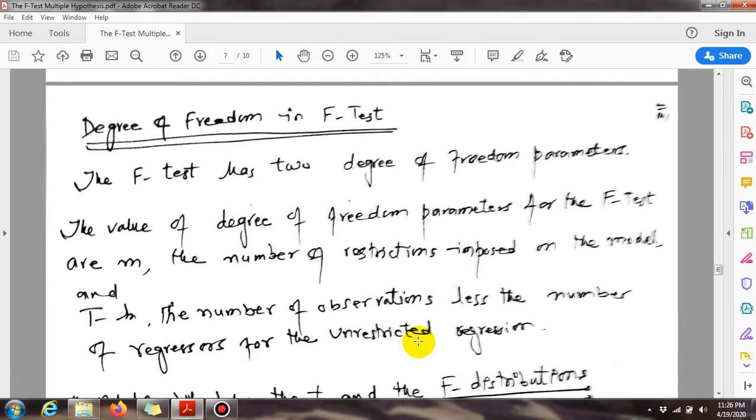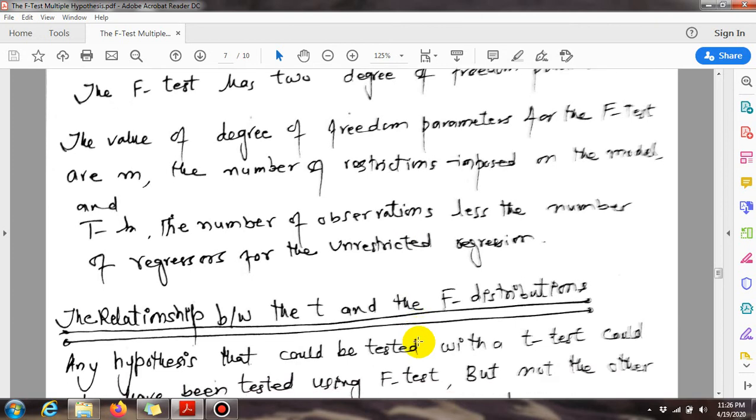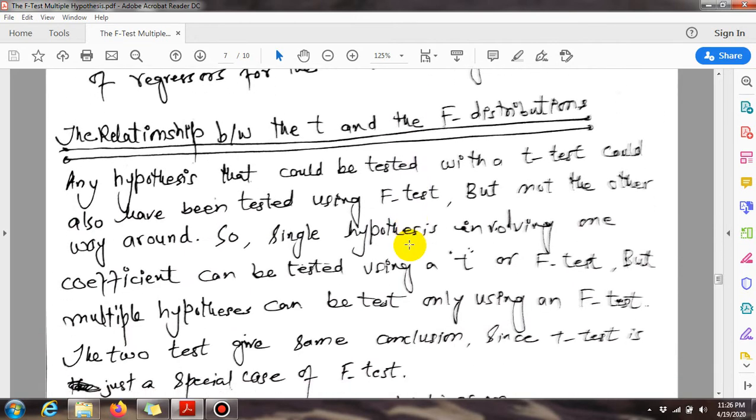So this is our degrees of freedom, where we have the number of observations minus the number of parameters, and we call it the degrees of freedom for the unrestricted regression line. Okay, here is the relationship between the T and the F distribution.